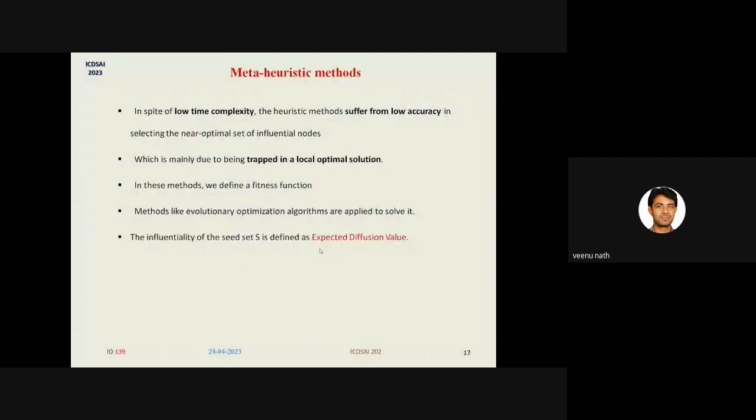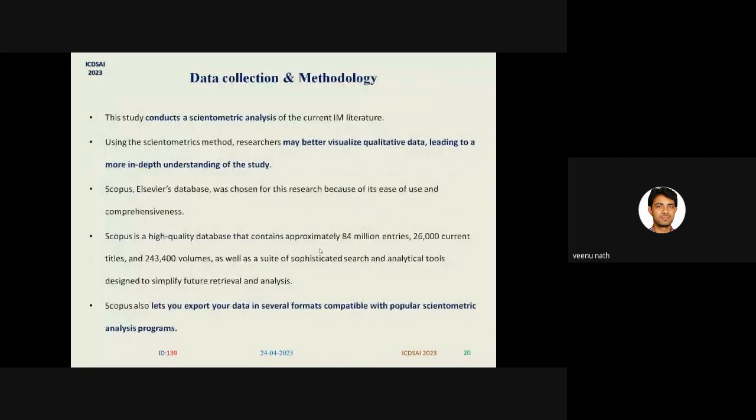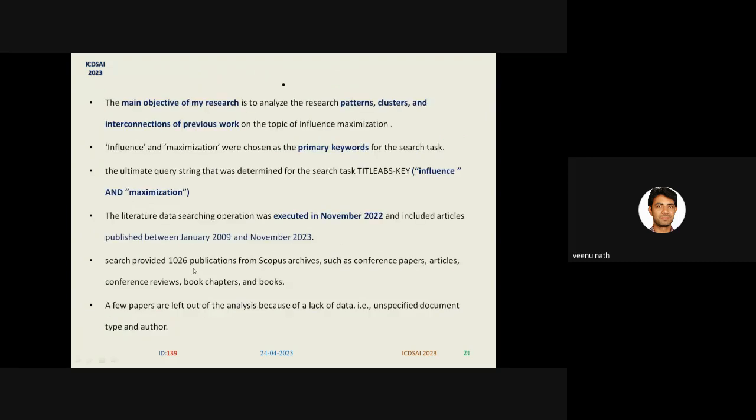Right, sir. Here is what I am doing in my work. This study conducts a scientometric analysis, which gives better visualization and qualitative data extraction, leading to a more in-depth understanding of the study. Generally we gather the data from the Scopus database, and we export the extracted data in CSV format.